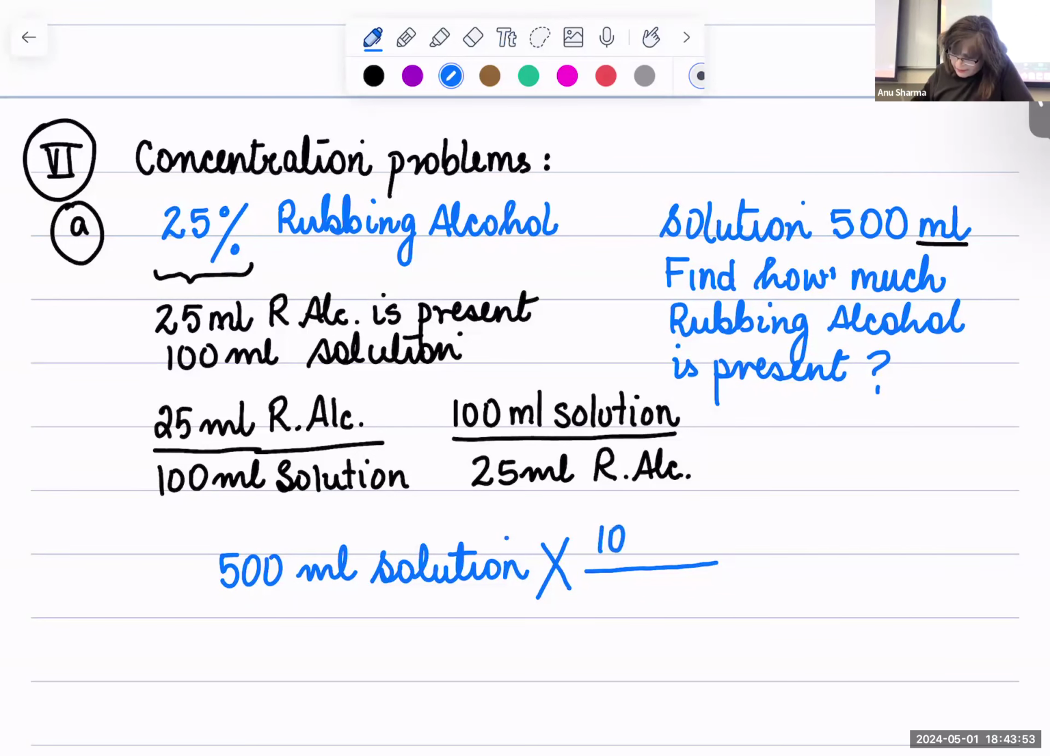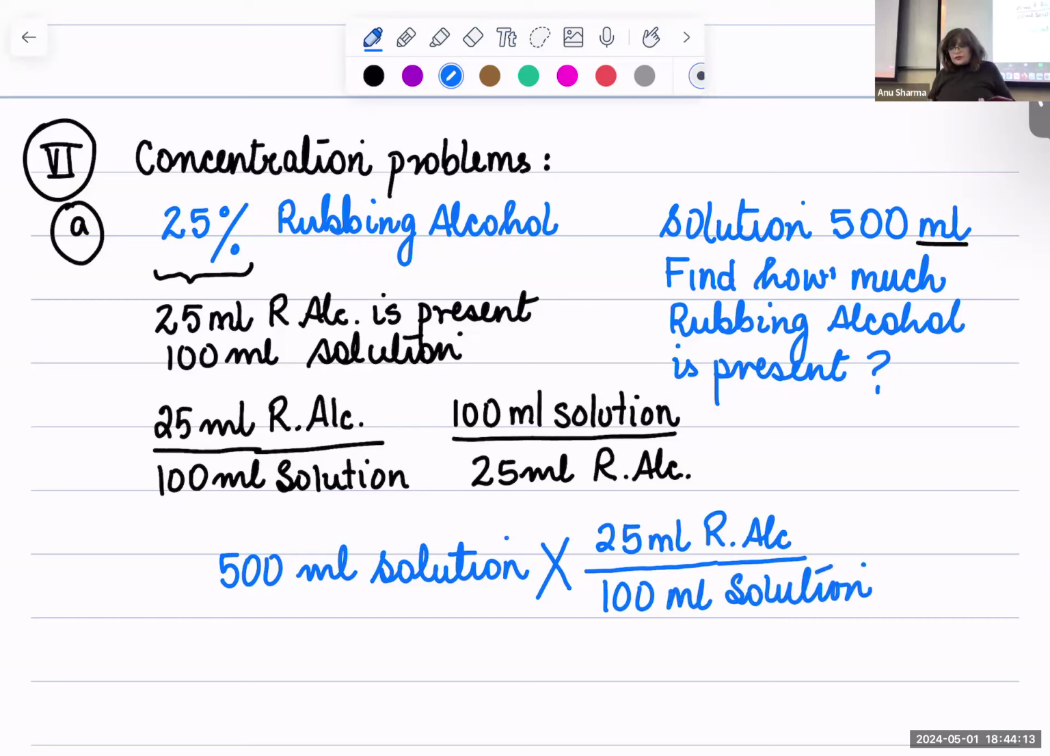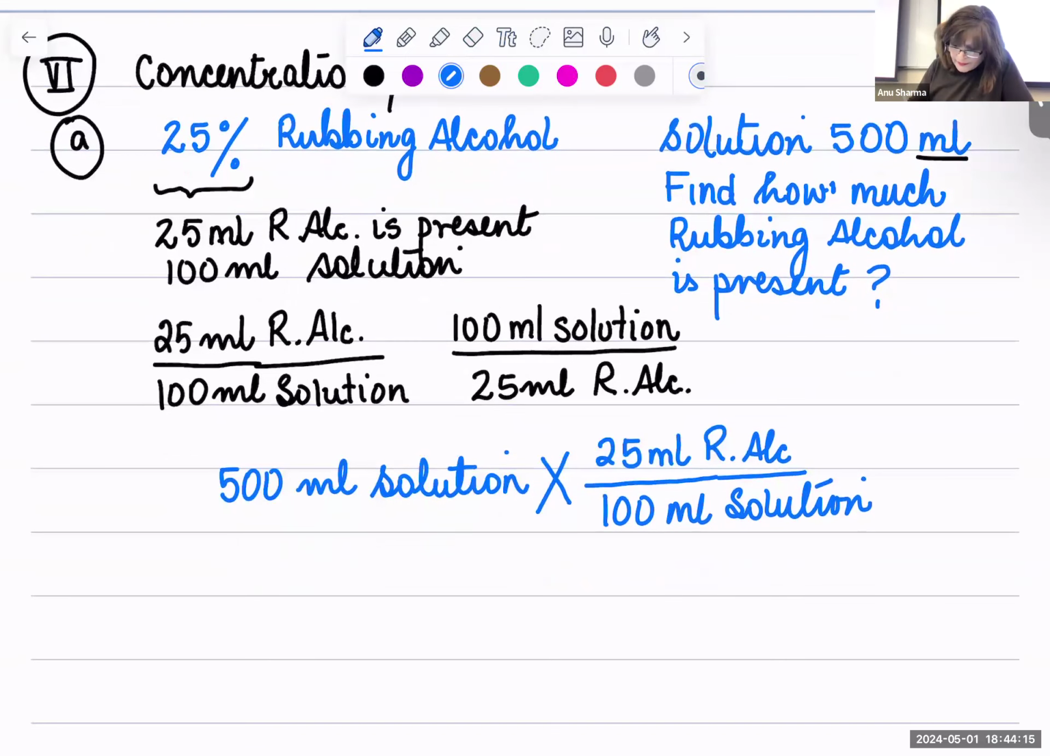Very good. So 100 ml, rubbing alcohol, 25 ml. We want to find out how much of the 25 ml is present in 500. So 25 ml rubbing alcohol is present in 100 ml solution, right? So 500. So what is the answer here? Very good. So in this case, it becomes 125 milliliters of rubbing alcohol. Clear? So this type of question.